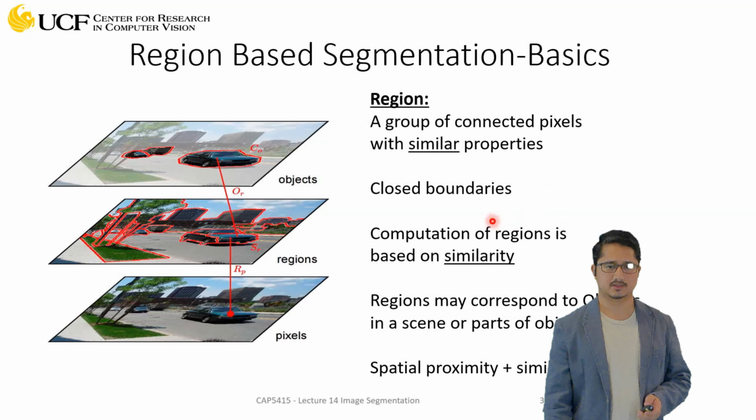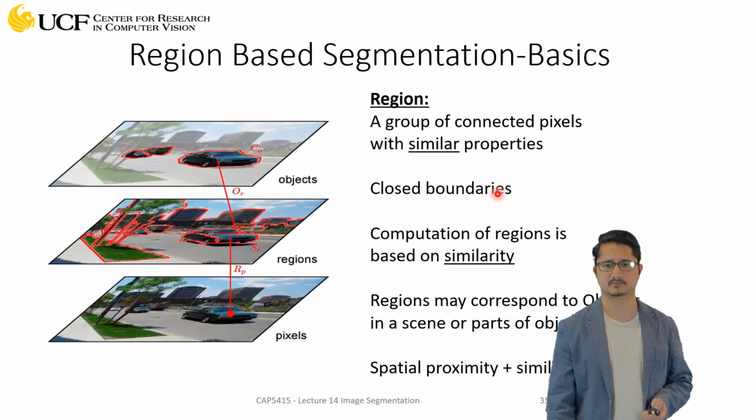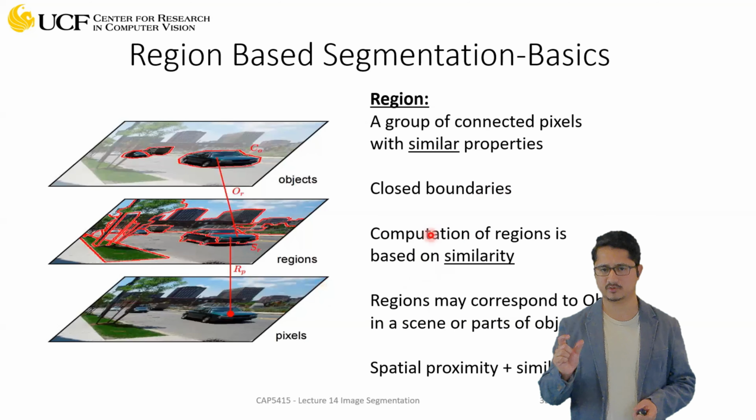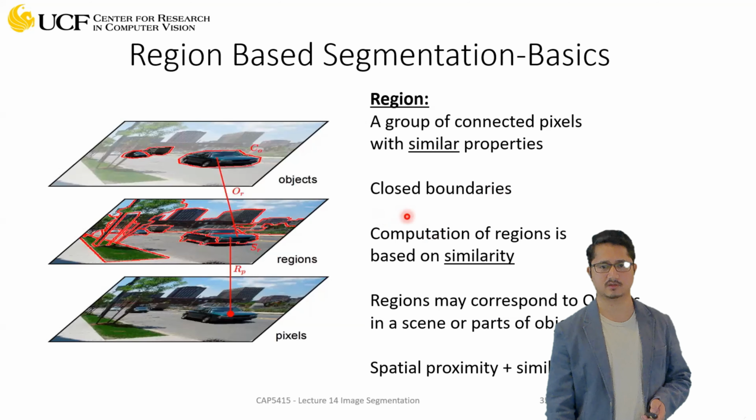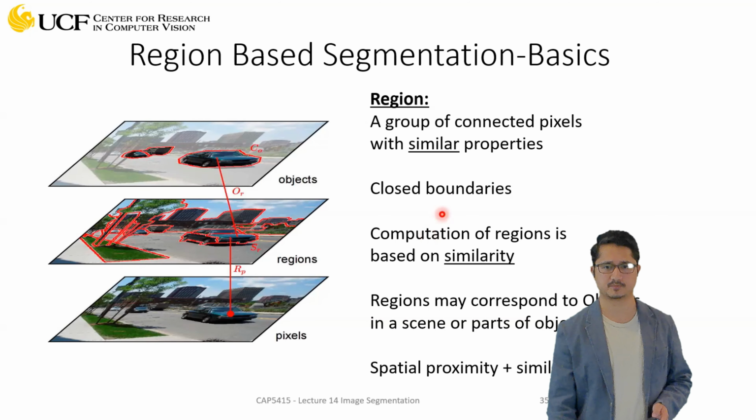The high level idea remains the same. We want to find these closed boundaries, right? And again, we'll have to use some kind of similarity measure between the neighboring pixels to say that they belong to the same group or not.